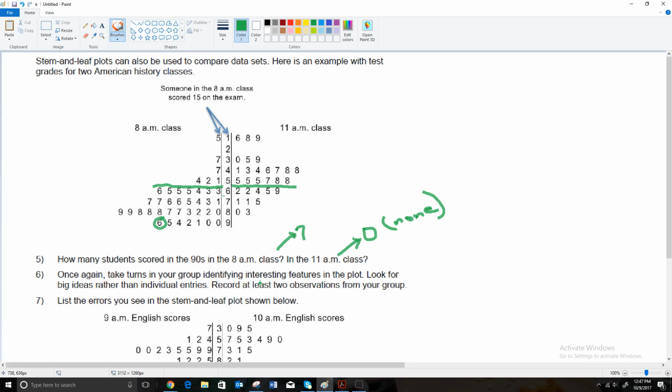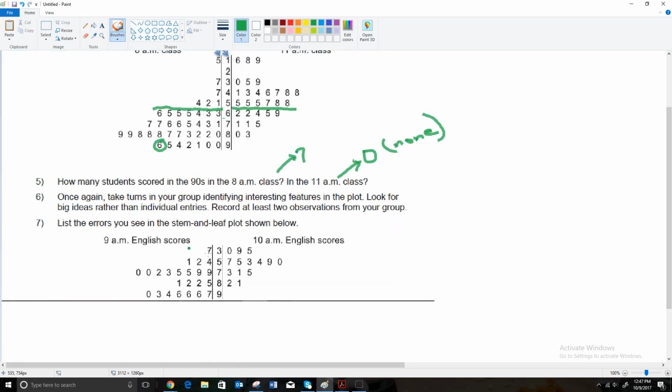So now it says to list the errors you see in this stem and leaf plot. So there's some things that are wrong in the way that they've plotted these two sets of English scores from the 9 a.m. class and the 10 a.m. class. So what are some things? Again, take a minute to look at it yourself and see if you can come up with them. Maybe even pause the video for a second.